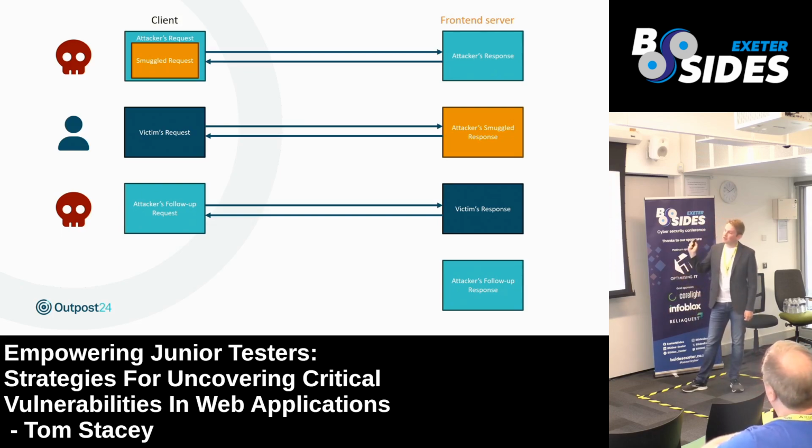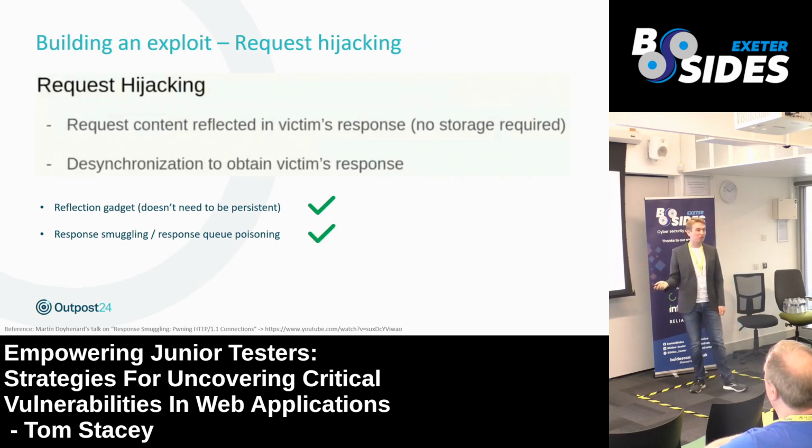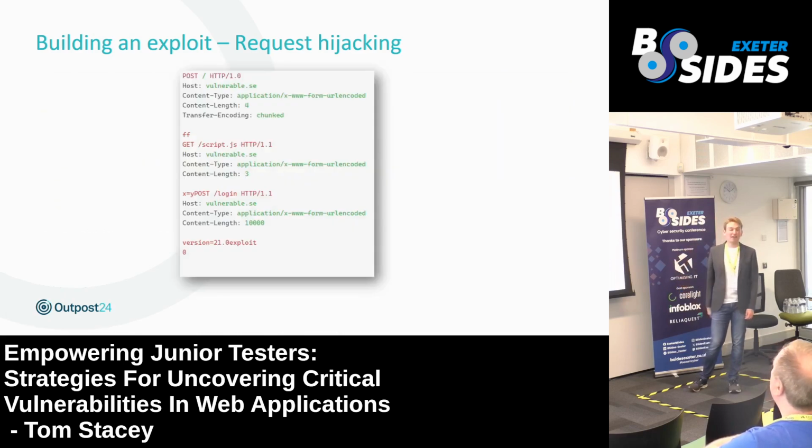So, I was going to combine this with our reflection gadget, as Martin said in his talk, to make this more consistent. So now we have a reflection gadget, and we've proven that response queue poisoning actually works on the application. And it did. You just send one full request rather than a request prefix, and that behavior just sort of happens. Now that we have this, we can look at the final exploit.